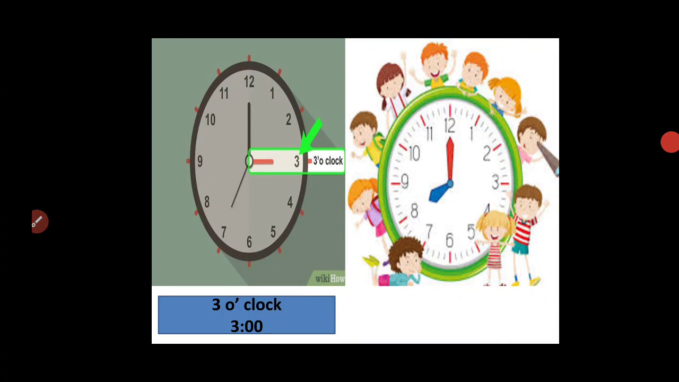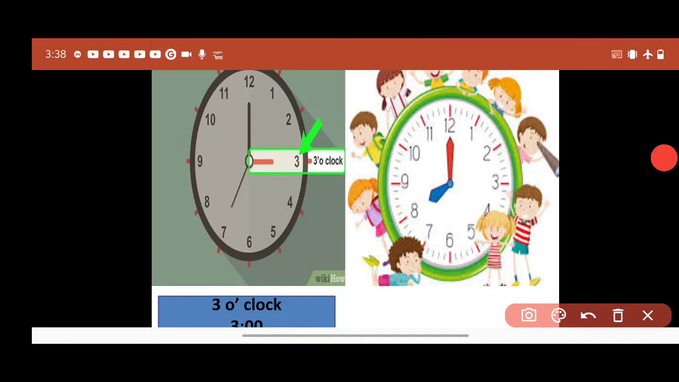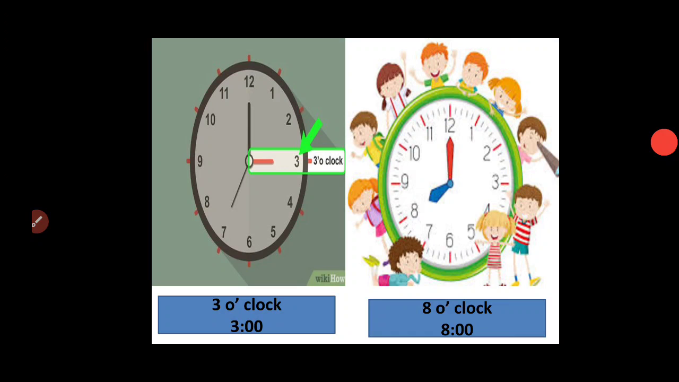And also, another way of writing 3 o'clock is 3, you put 2 dots and 0, 0. This is another way of writing the time. So it's 3 o'clock, or you can write it in this way also. Coming on to the next picture. The long hand is at 12 and the short hand at 8. What is the time? It's 8 o'clock.